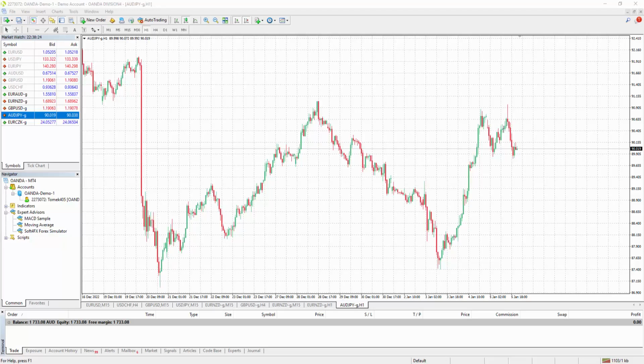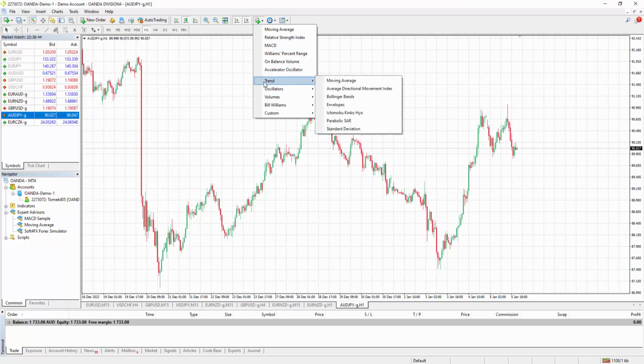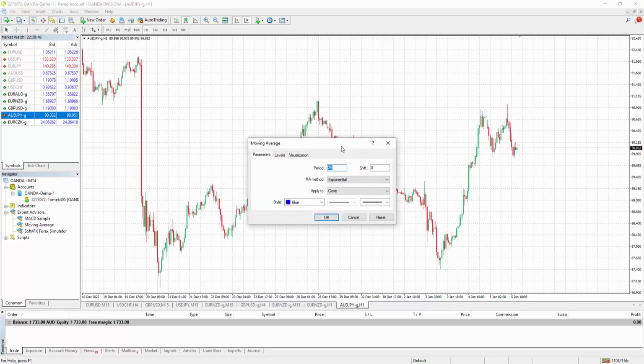Hello again, Tom here. In this lesson, I want to go through a couple of the indicators that you can use to develop your own trading strategy. I click on this button here. Now I can add all sorts of different indicators. I've selected trend, and I think I will start with moving average. So I will set up a 50 period exponential moving average.